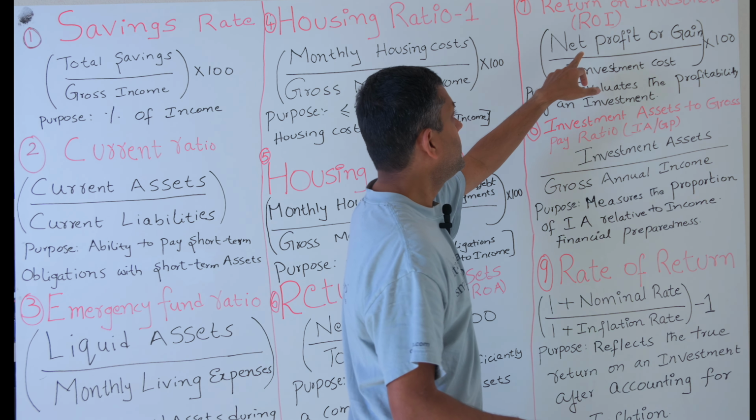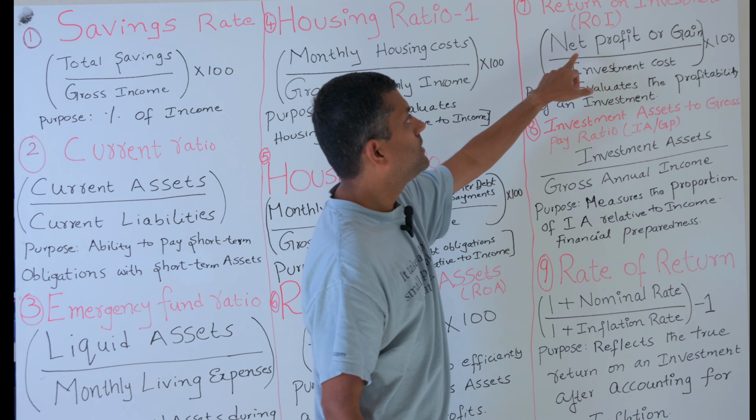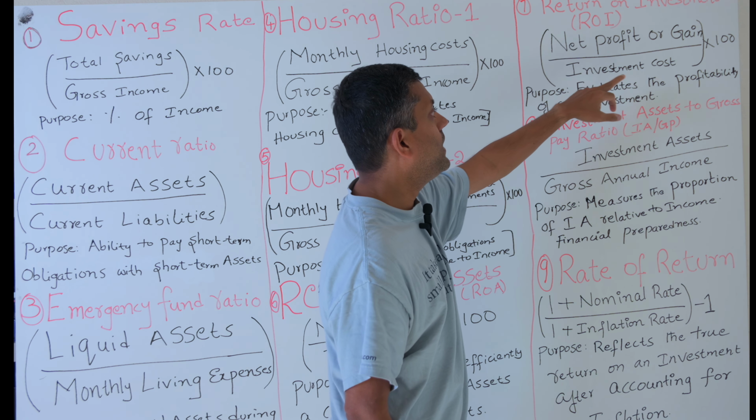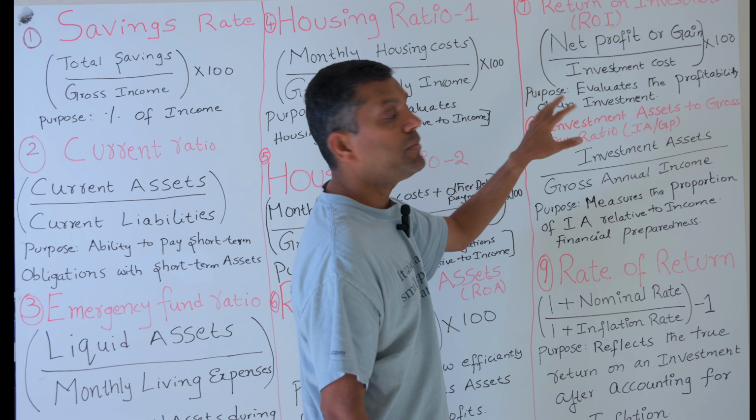Return on investment. Net income, or net profit or gain, divided by investment cost times 100. It evaluates the profitability of an investment.